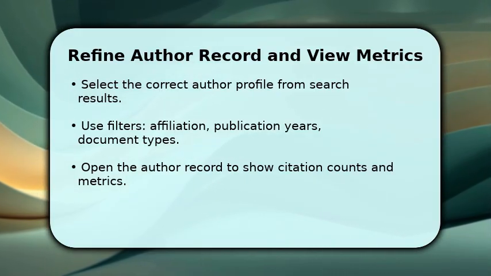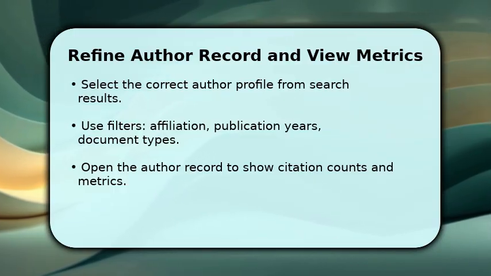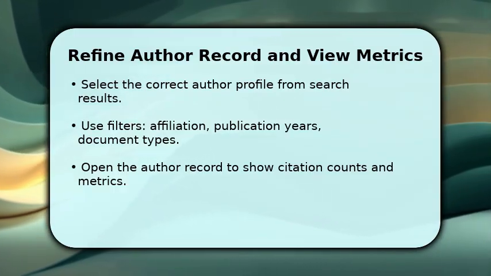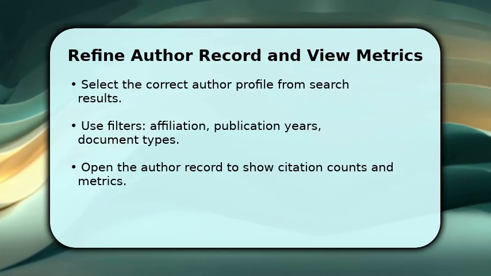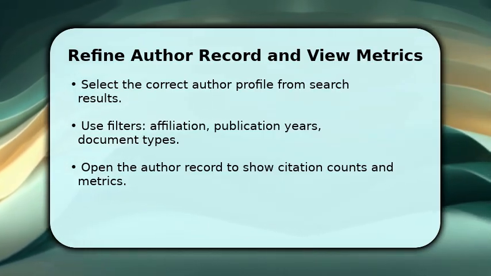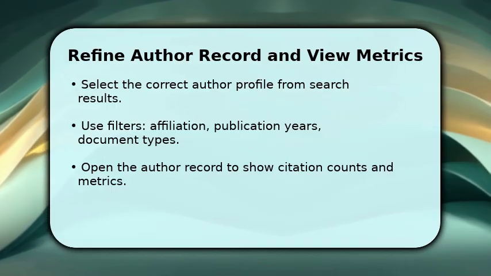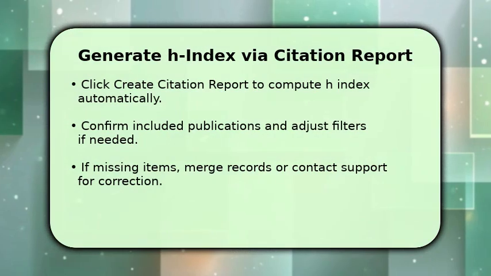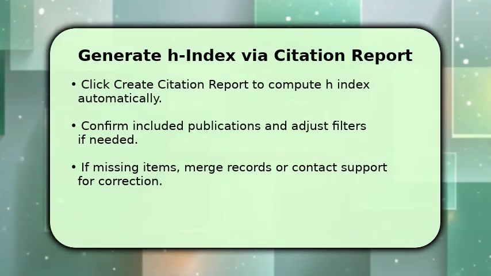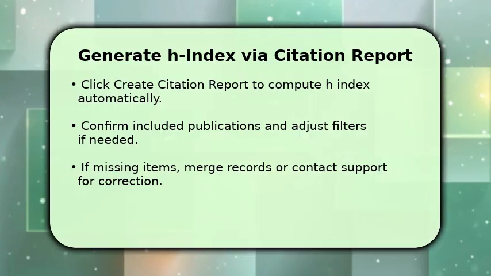Then open the author record page, where Web of Science aggregates citation counts and displays citation reports. This step consolidates articles and citations, so the H-index calculation reflects them. Now click Create Citation Report. Web of Science computes the H-index from the verified set of publications and shows it alongside citation distribution.